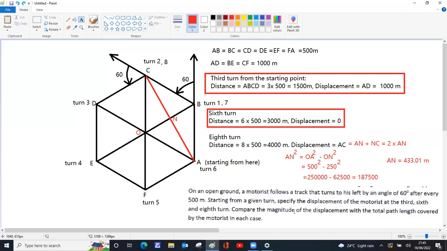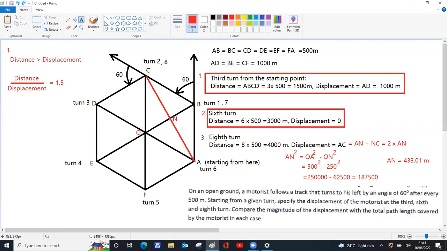Now comparing the magnitude of displacement with the total path length. In the first case, distance is 1500, which is greater than 1000. Distance is greater than displacement. Normally, we check which is greater or the ratio. The ratio, 1500 upon 1000, will be 1.5. Distance upon displacement will be 1.5. That means distance will be 1.5 times displacement.